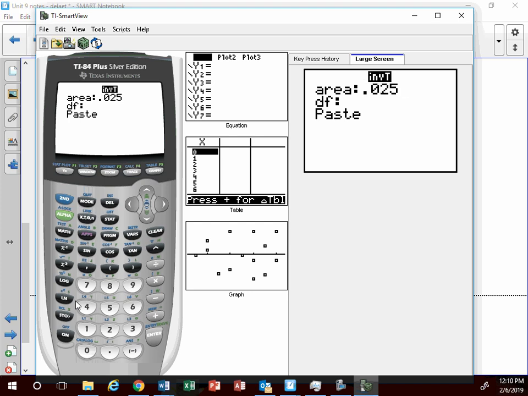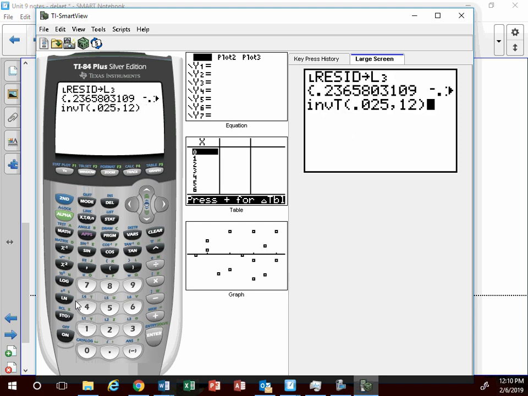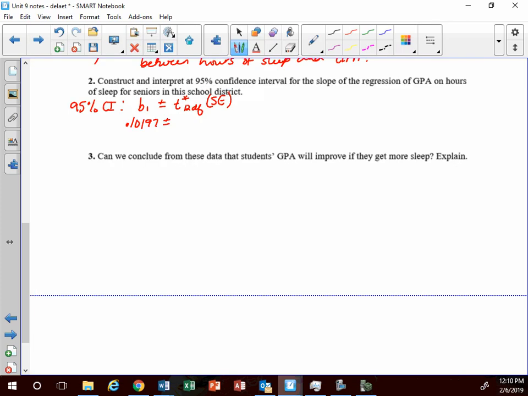All right, degrees of freedom, 12. And then enter. Now I get a negative with that. Does it matter? No, because the negative is the one on the left, the positive is the one on the right. It says plus or minus anyway. So we're using 2.179. It's close enough for me. Is everybody okay with where that inverse t came from? Okay. So it was 2.179.